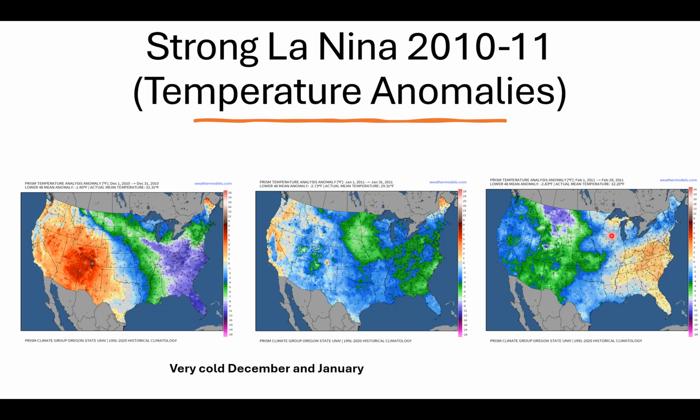And then over here on the far right, notice now the mid-Atlantic and southeast have warmed up. So that peach color indicates 1 to 3 degrees Fahrenheit above normal temperature anomalies by February of 2011. And the cold shifted further west towards Montana and southward in that particular winter. So to characterize the strong La Nina winter of 2010-2011, we had a very cold December and January across the mid-Atlantic and the east as a whole.